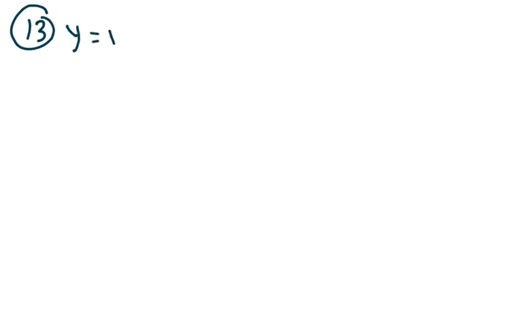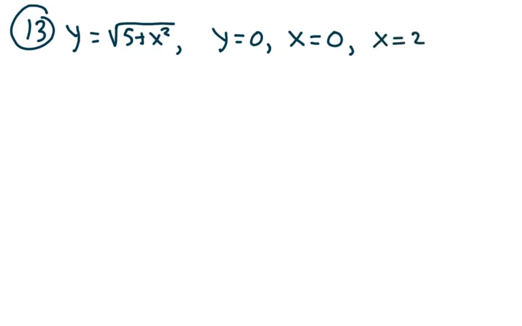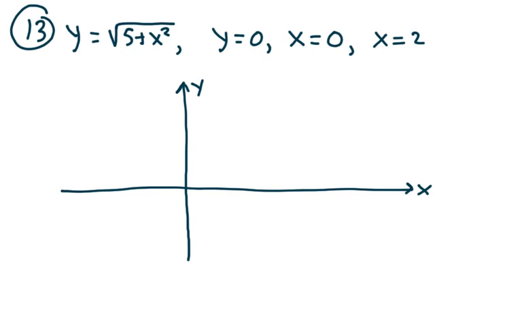Suppose we had y equals the square root of 5 plus x squared, y equals 0, x equals 0, and x equals 2. Like so. Now, here's y, here's x. So this is some curve, right? Now, when x is 0, y is the square root of 5. So that's somewhere between 2 and 3. And so we're going to say that square root of 5, let's say, is somewhere here. Now, when x is 2, so we're going to go over 2, y is going to be 3, exactly 3.